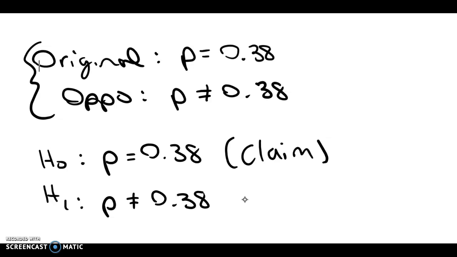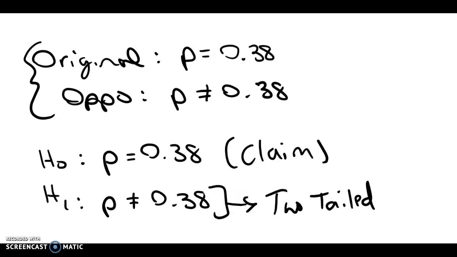And to figure out what type of tailed test this is, if it's a left tail, right tail, or two tail, you always look at the alternative hypothesis. Now, since it has a not equal to sign, we know that this is going to be a two-tailed test.